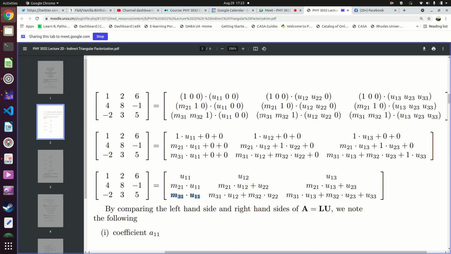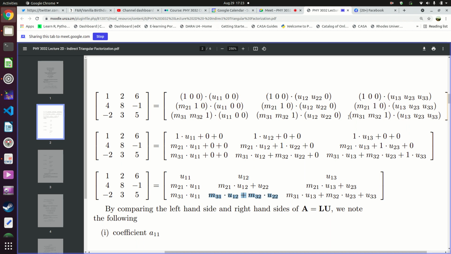Then here, the third row of your lower triangular matrix multiplied by the second column of your upper triangular matrix. So that's going to be M31 multiplied by U12. That's what you have here. M31 multiplied by U12 plus M32 multiplied by U22, plus 1 multiplied by 0. You're going to get a 0. So when you add all these things, you're going to end up with M31 multiplied by U12 plus M32 multiplied by U22. That's what you have here.